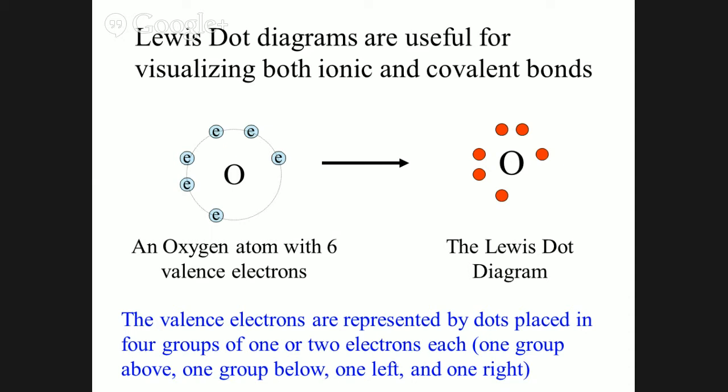Basically, we use dots to represent the electrons. Please note that the valence electrons are paired around that oxygen atom. We have already talked about the fact that you have 1 s orbital and 3 p orbitals. So that is why you see those 2 electrons that are not paired, in 2 different spots, because they would be in 2 different p orbitals. That's the way we fill those. They're placed in 4 groups, basically 1 group above, 1 group below, 1 group to the left, and 1 group to the right.